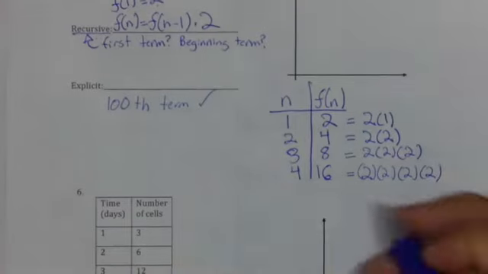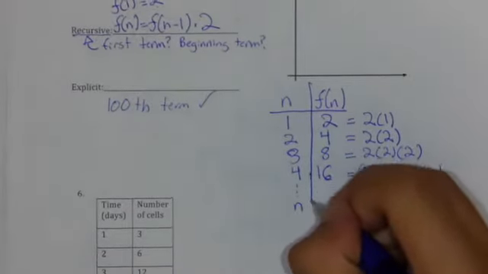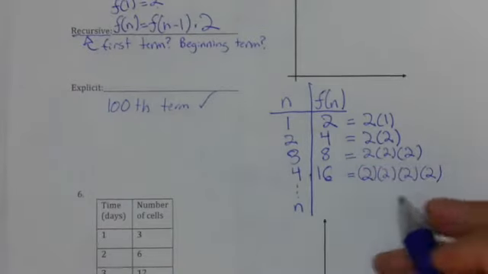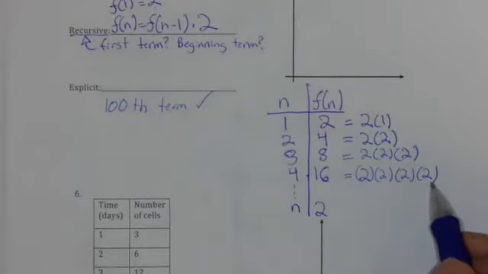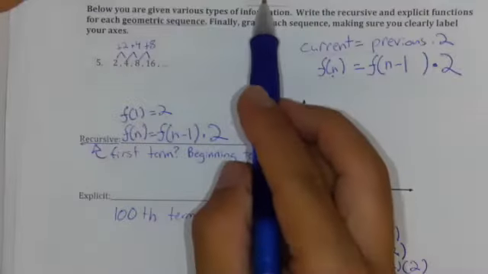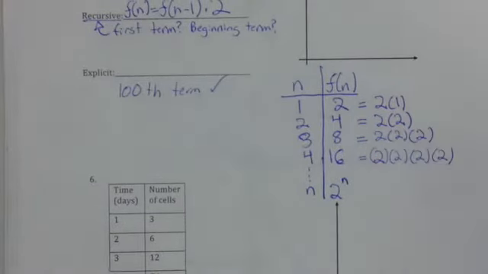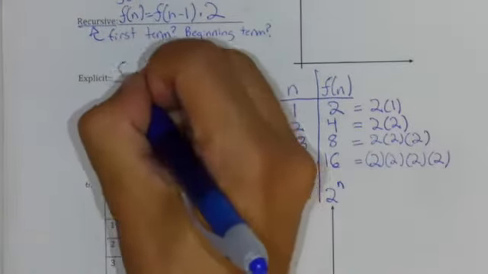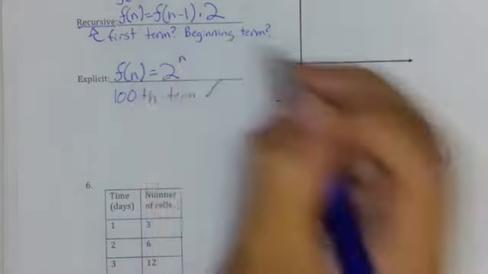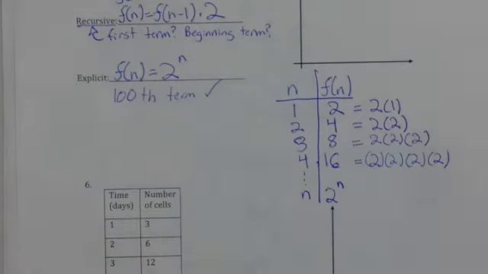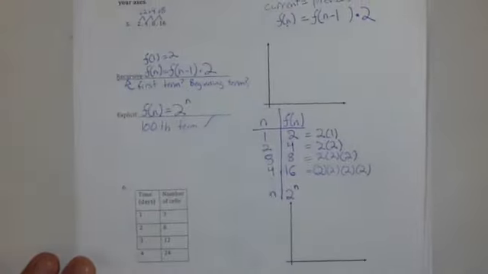And our goal is that hopefully as this continues, when we approach n, we'll most likely have a lot of versions of 2. But since we see this as using multiplication and it's a geometric sequence, chances are we're going to have our exponent of n. So we would say that our function for the explicit is f(n) = 2^n. Does that make sense? Seeing what I'm putting down?